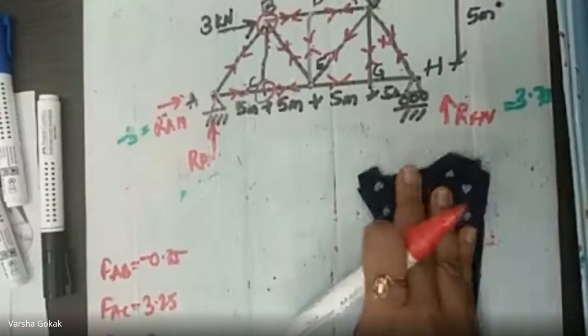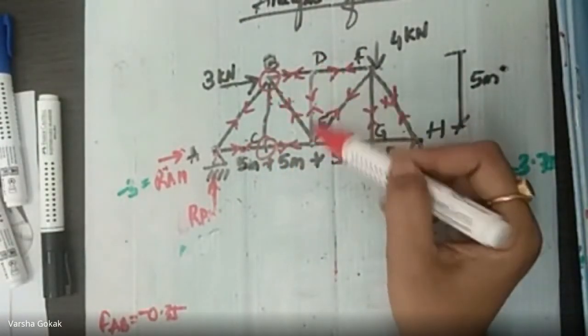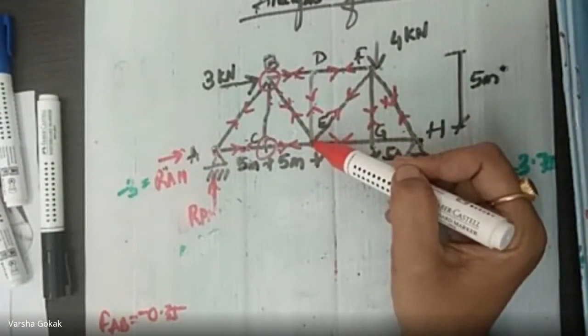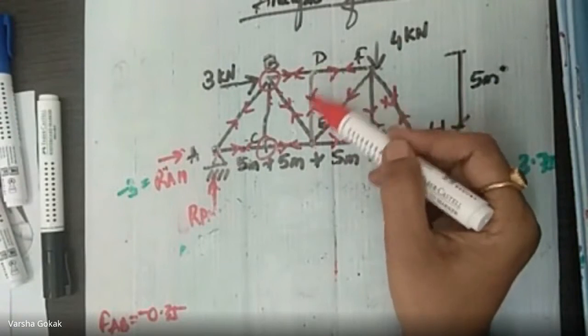So next we'll go to the next joint. Look at the diagram and tell me which joint. We took C and B. Now we are left with E and D. Look at E and D. If I go to E, I'll have 1, 2, 3 unknowns. If I go to D, I'll have only 2 unknowns.